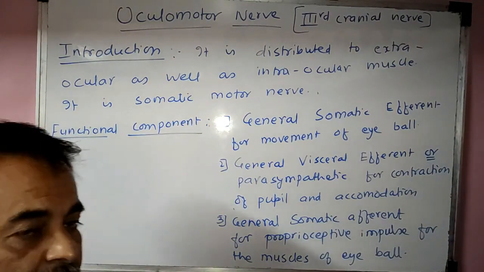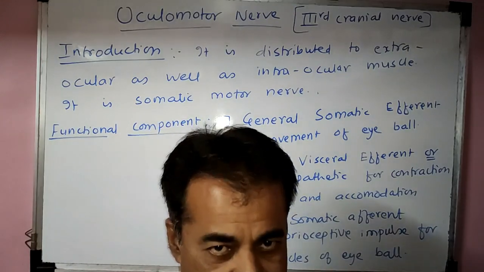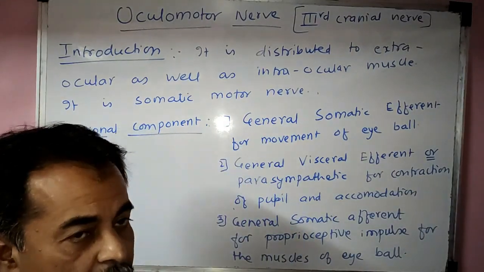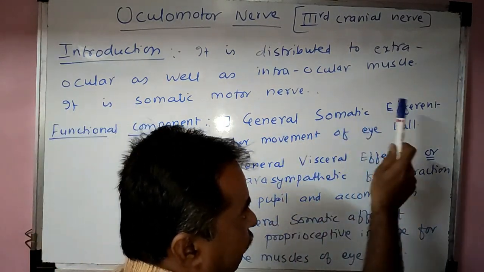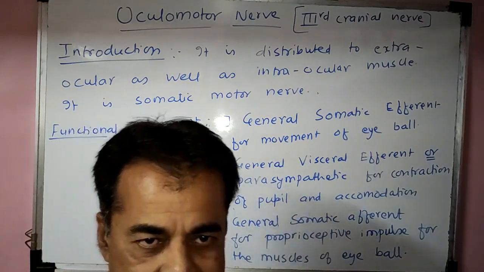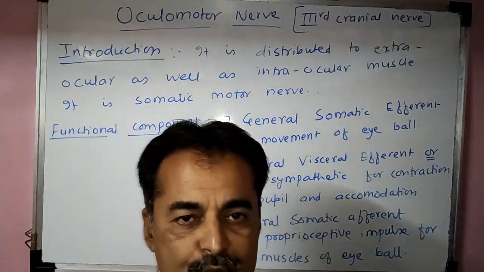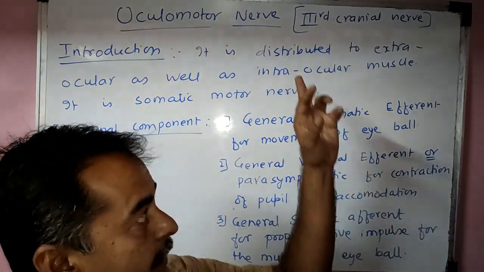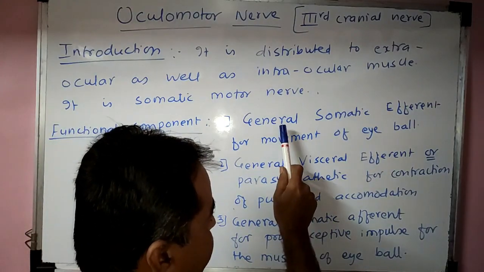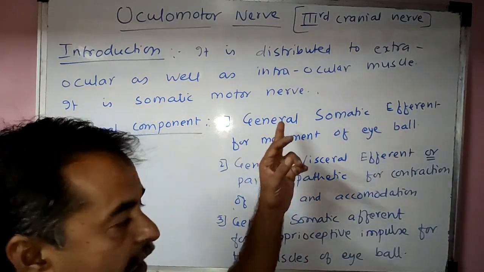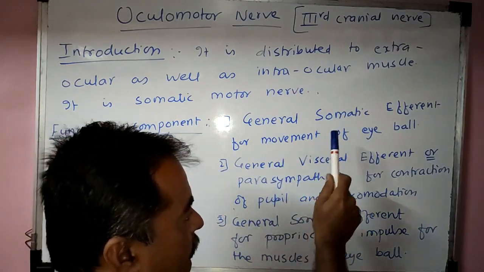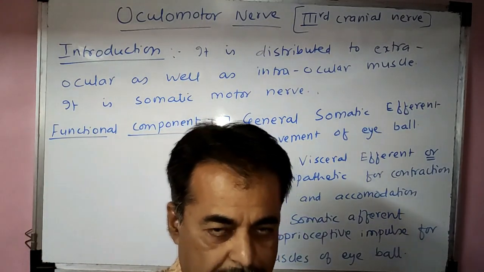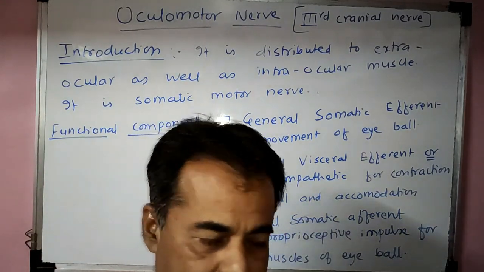Now we will see the functional components of this oculomotor nerve and how it does its functions. This oculomotor nerve is general somatic efferent for the movement of the eyeball. As I told you, most of the extraocular muscles of the eyeball are supplied by the oculomotor nerve. So the fibers are general somatic efferent, or motor fibers, supplying the movement of most of the extraocular muscles of the eyeball.